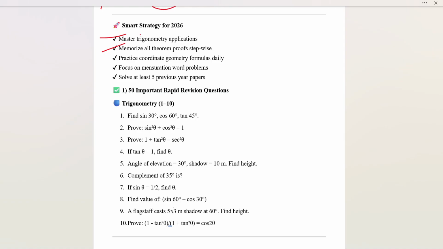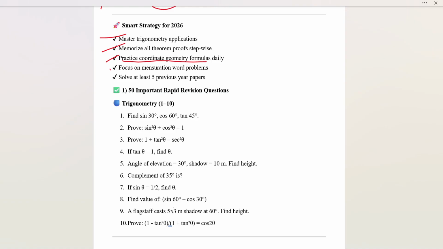So next is practice coordinate geometry formulas daily. You can prepare the geometry formulas daily. You can make a small cheat sheet, or on one page write down all the formulas from your geometry book according to concept wise. So prepare those formulas daily, because formula-based questions arise in your board exam. So you can solve them according to that formula.